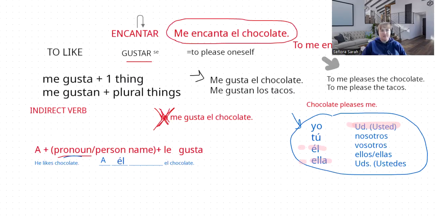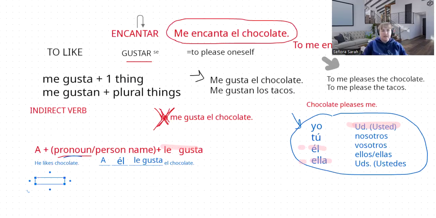Le gusta. Yep, we're following this up here. See? A él le gusta el chocolate. Okay. There you go. Now this is the structure for one person. Whenever it goes to multiple people, we change it a little bit, but we're going to stick with this for now.